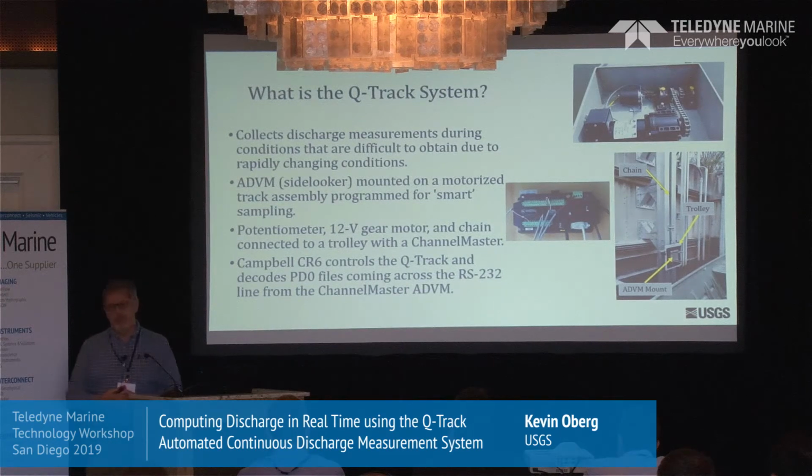So what is a QTrack system? That's what I want to talk about mainly. It collects discharge measurements, and we're going to call them measurements as opposed to a time series of computed discharge, during rapidly changing flow conditions. This system works with a ChannelMaster mounted on a motorized track assembly. That's located right here. Here's a trolley where the ChannelMaster is installed. The ChannelMaster is not there, but the mount is there. And this trolley is raised and lowered using a motor that connects to a chain inside this assembly. It also has a potentiometer. The potentiometer is used to measure the location of the instrument in the water column.